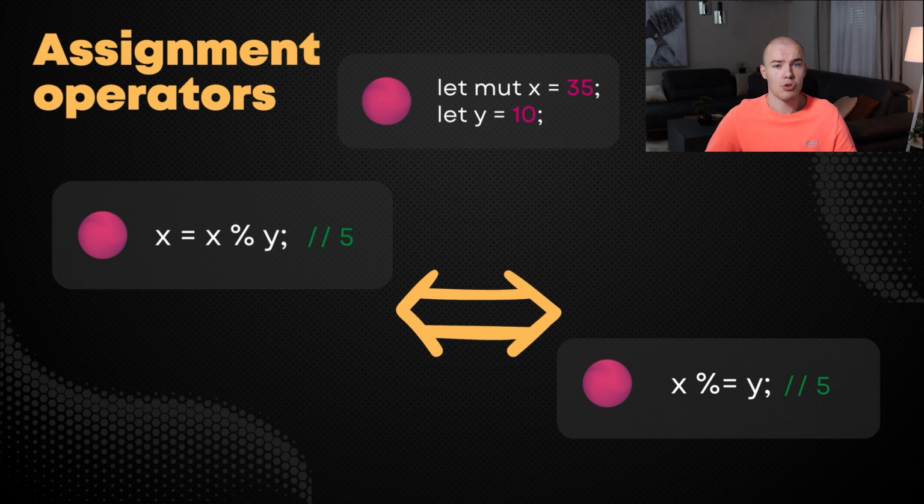So the first one is going to be x = x % y. And for this we will get the result 5, because 5 is the remainder when we divide 35 by 10. And our second shorthand notation is going to be x %= y. And we get 5 again. Nothing more, nothing less. Very simple story, everything works exactly the same for each operator here.